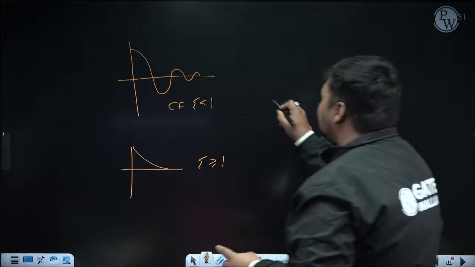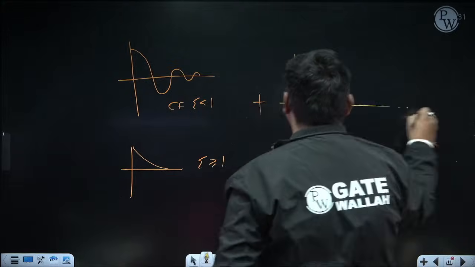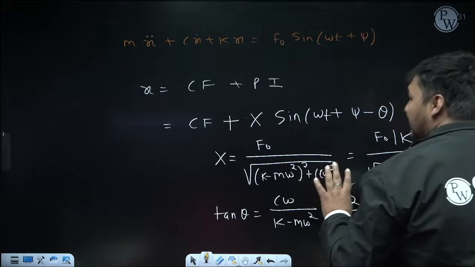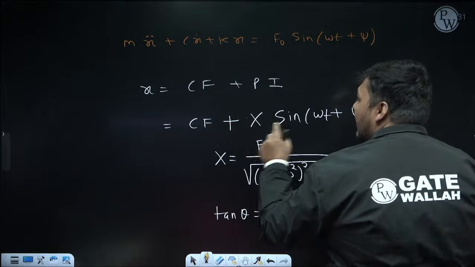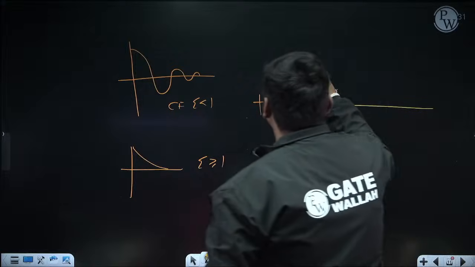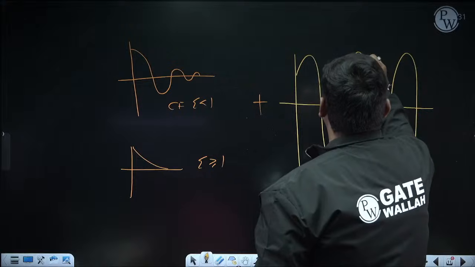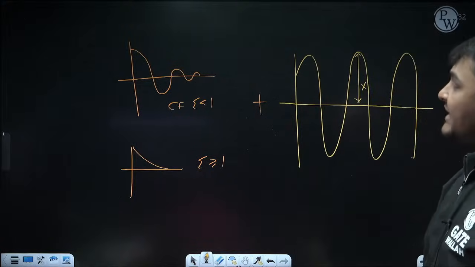But x is not CF, x is CF plus PI. And PI, whether zeta is less than 1, equal to 1, or greater than 1, doesn't matter. PI is always simple harmonic with constant amplitude capital X. And the frequency of PI is omega. So we'll draw the graph of PI. Can I say it is simple harmonic with constant amplitude capital X? Now x is CF plus PI.